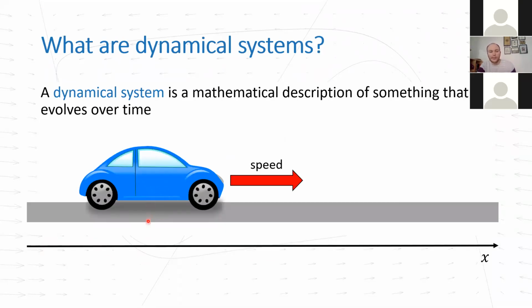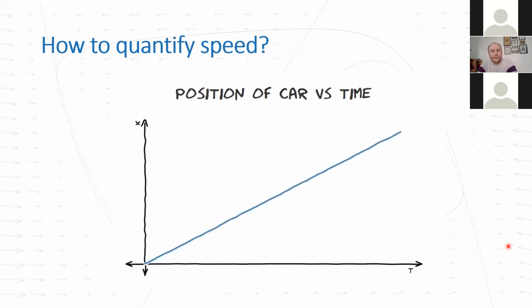If we have a car and we say its position along a straight track is X, then typically how we would describe the dynamics of the car is we would talk about its speed. We'd say the car's moving at 60 miles an hour. So what is speed? What does speed mean?